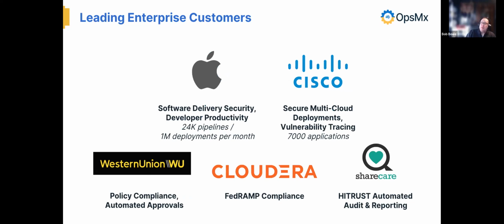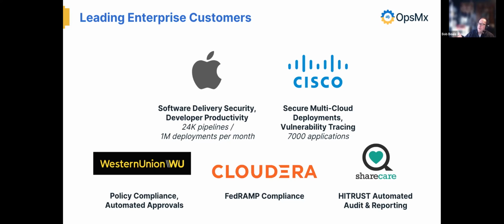Again, some examples of where folks have leveraged OpsMx: customers like Apple that are delivering 24,000 pipelines and 1 million deployments a month. Cisco deploying over 7,000 applications and looking to make sure they're doing that securely. Customers like Western Union that are looking at us for compliance and automated approvals to make sure that their pipelines are meeting the rules and regulations, not only set out in external forces, but also through their own SDLC.